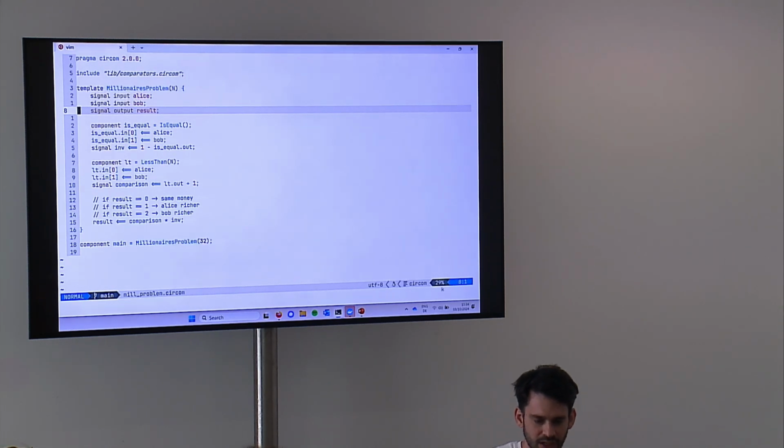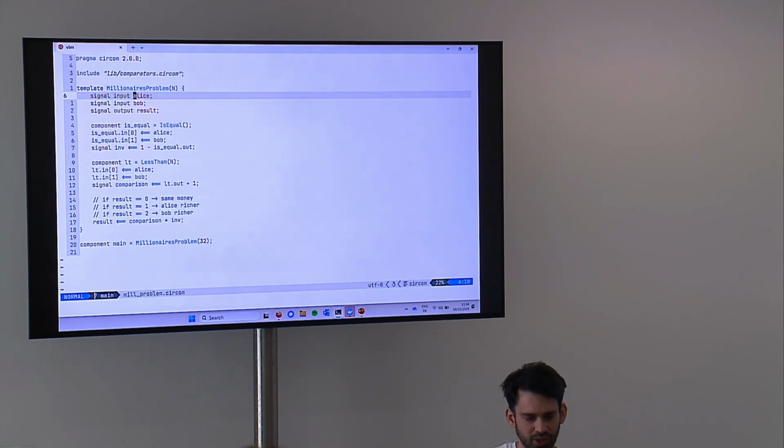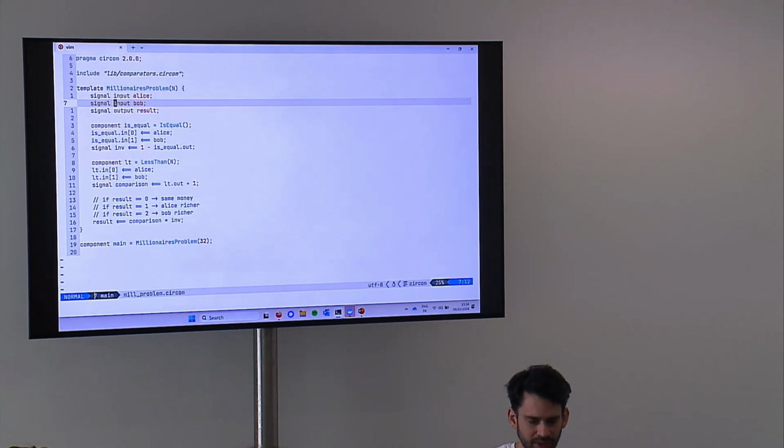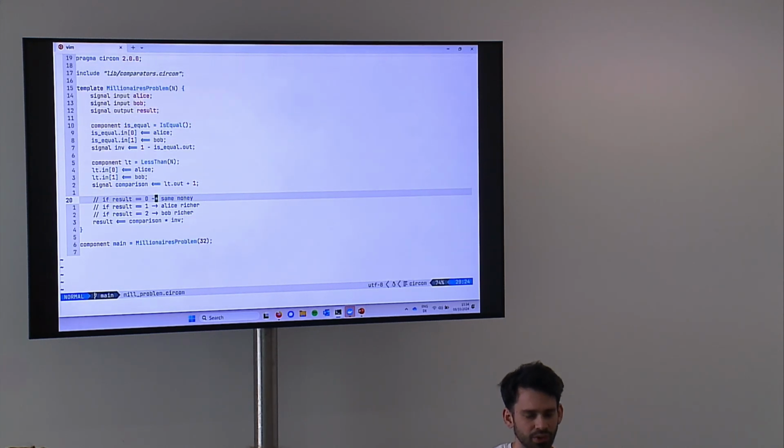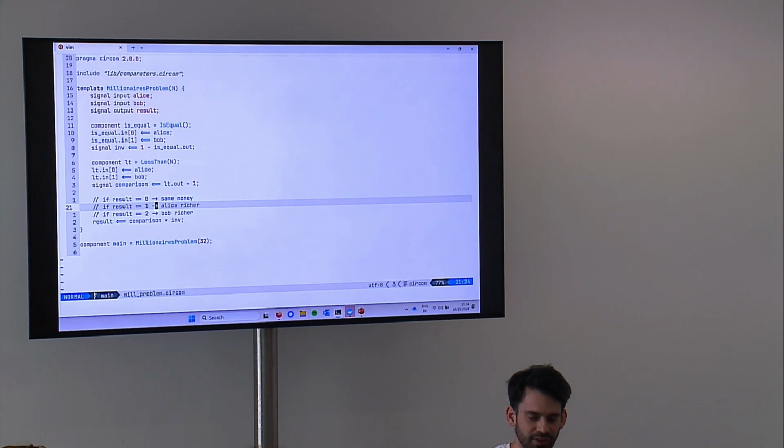But what we're doing, we have two inputs, Alice and Bob, that are private inputs for the problem, and one output, which is the result. And we want that if they have the same money, we get a 0 result. If Alice is richer, we get 1, and if Bob is richer, we get 2.